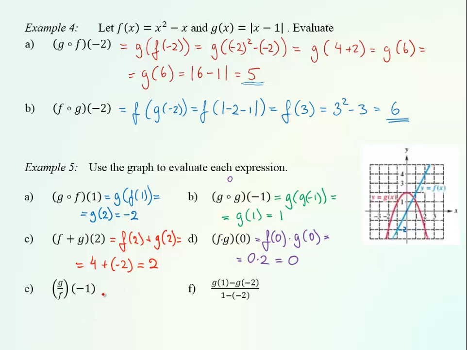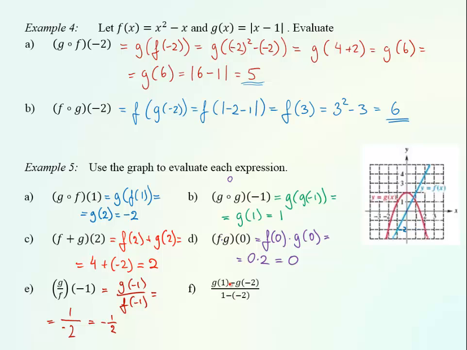And another function, this is a quotient. So g of negative 1 divided by f of negative 1. Okay, g of negative 1 is 1. F of negative 1 is negative 2. So altogether negative 1/2.